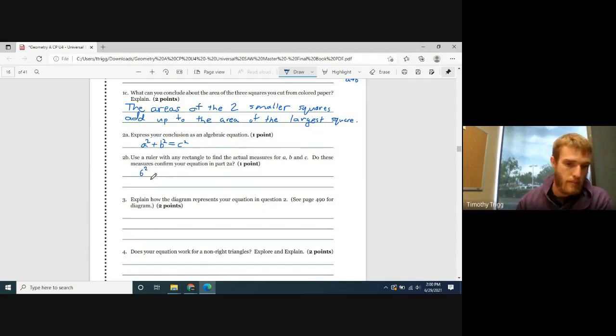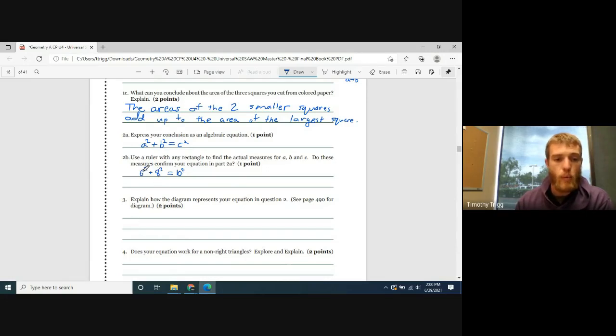6 units. Plus, what was the length of B? 8 units, right? And what was the length of C? That was 10 units. So the lowercase a, lowercase b, and lowercase c, these are lengths of 6, 8, and 10. So we want to make sure that this is true.